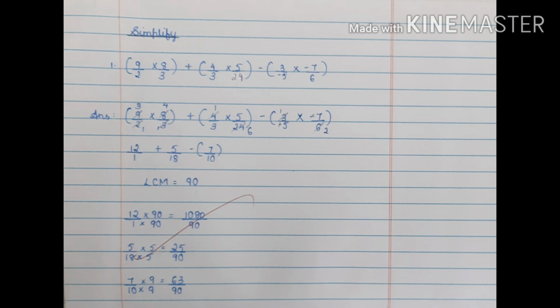Do the same thing with the next number, which is 5 by 18. Multiply it by 5 for the denominator as well as the numerator. Then you get 25 by 90. Then do the same thing with the next number, 7 by 10. Multiply it by 9 in the denominator as well as the numerator. So you get 63 by 90. Now, as we got all the denominators equal, we can move on to solving the problem. So it is 1080 plus 25 minus 63 by 90.